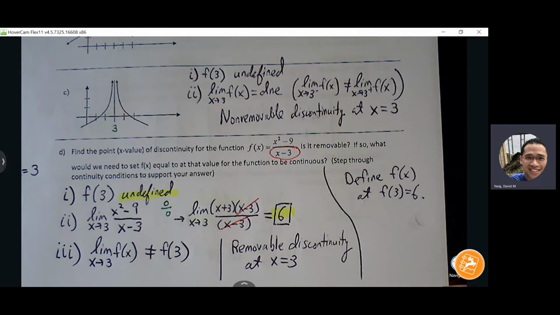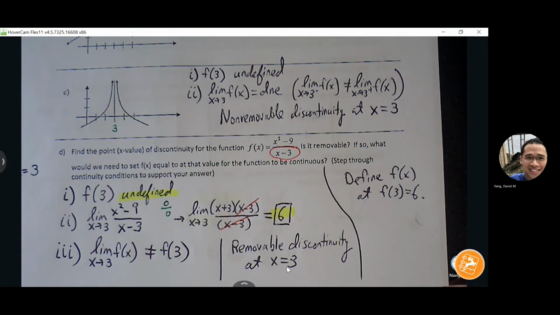What are you on? 33? How do you know it's 3? Because you're always going to set the denominator. Look for your discontinuity.